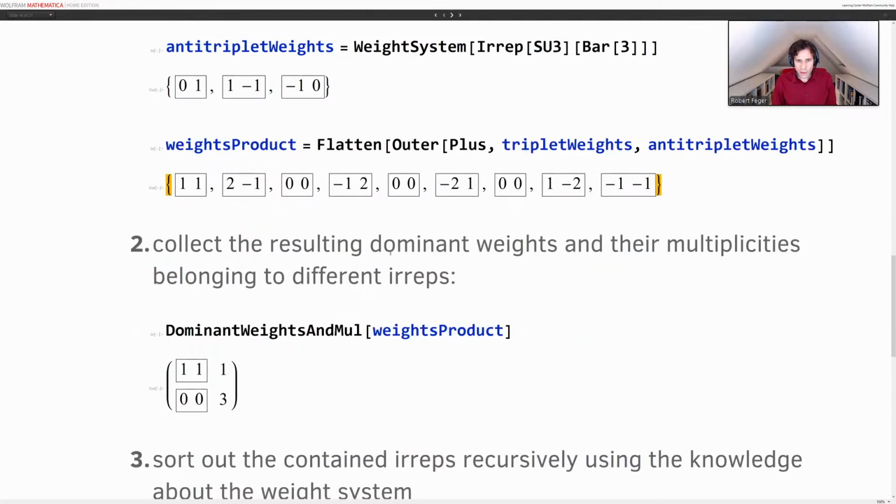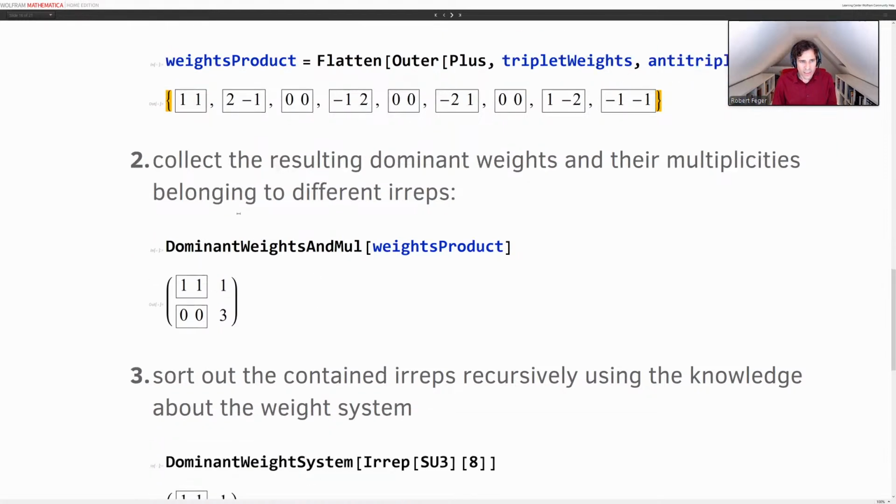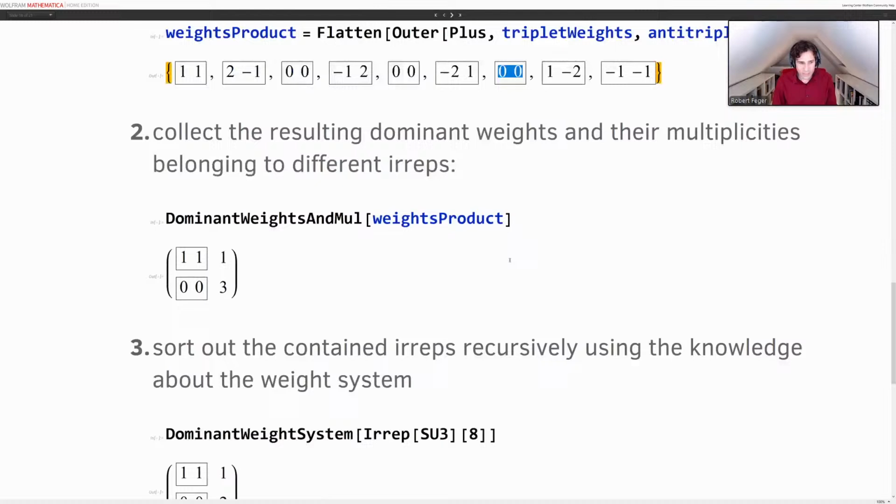Now we only take the dominant weights because working with the dominant weights is much easier than with all of the weights, and it simplifies the algorithms a lot. And we obtain the dominant weights of all of these weights. Here is the 1,1 and the 0,0, and they come with multiplicities of 1 and 3. You see the 0,0 appears here, here, and here, so in total 3 times.